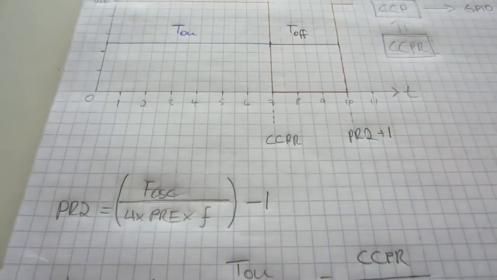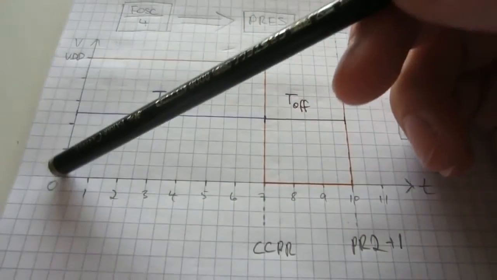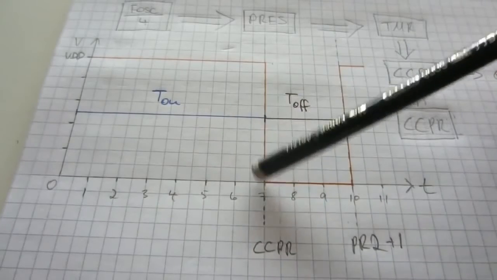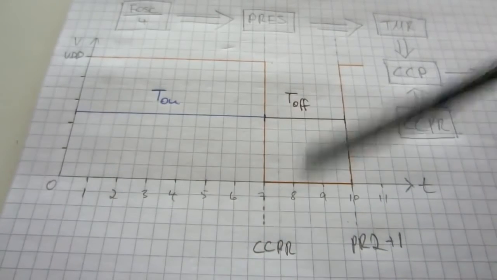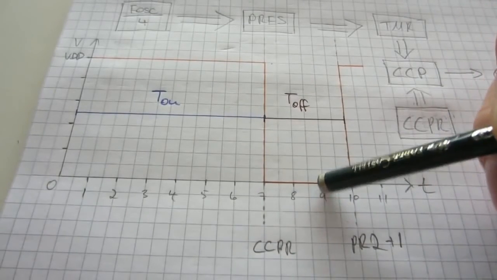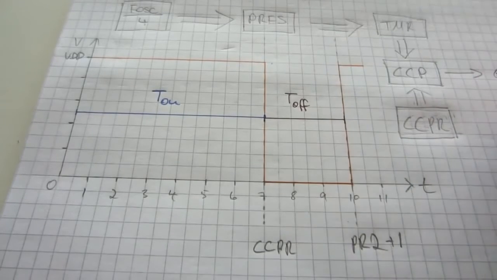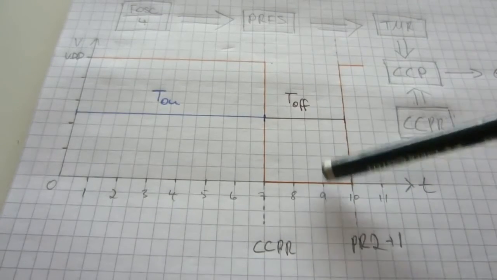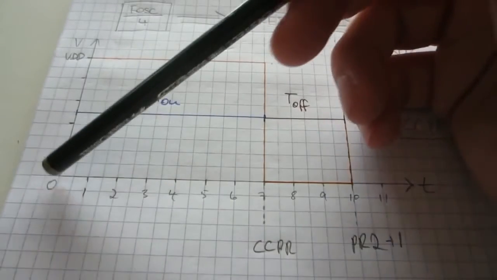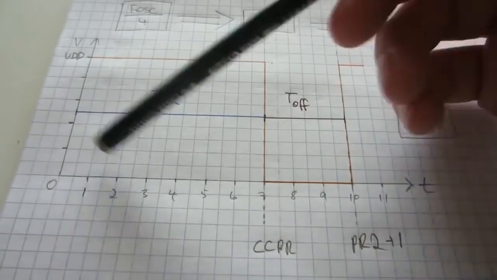And then minus 1, because as you can see here, the counter actually starts at 0, and then it counts 1, 2, 3, 4, 5, 6, 7, and there we've got a match with the CCP register, and then it sets it low, and then it goes on, 8, 9. You would imagine this to be the rising edge, because you set your PR2 register up like that, you want 10 counts to occur. Remember, 0 is also a count here, so there are actually 10 counts from 0 to 9.